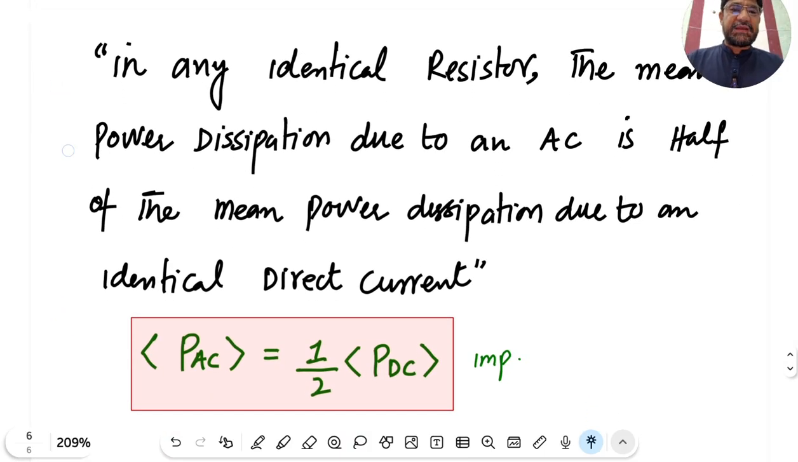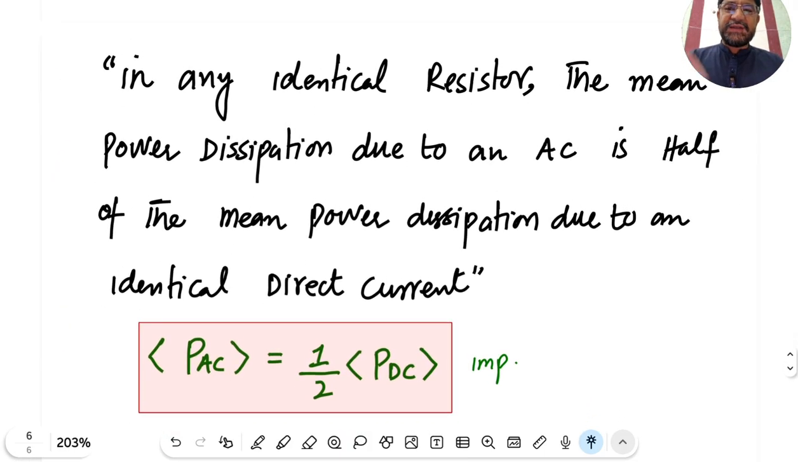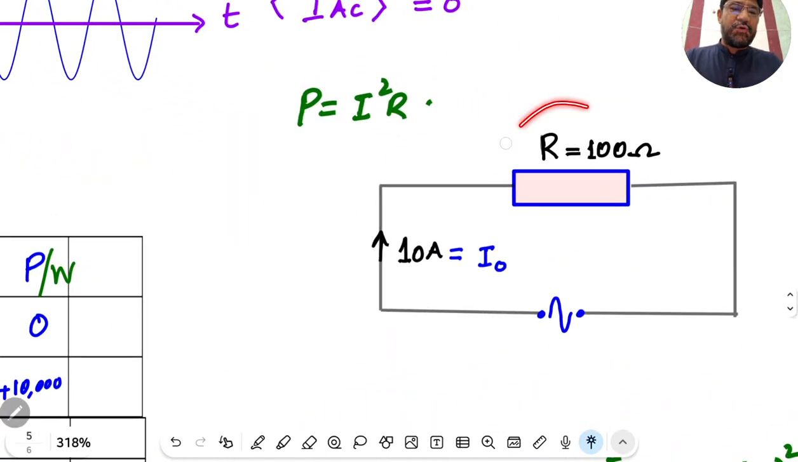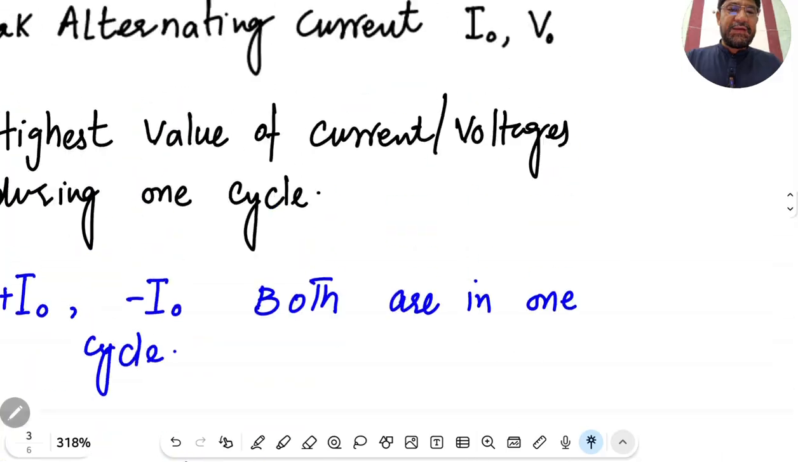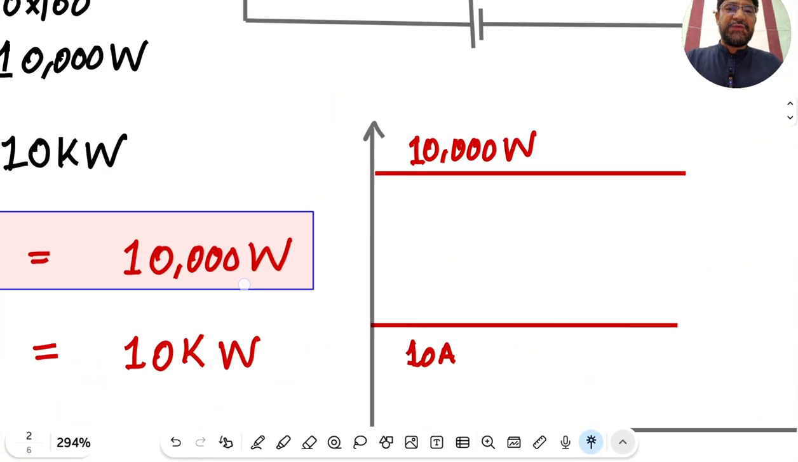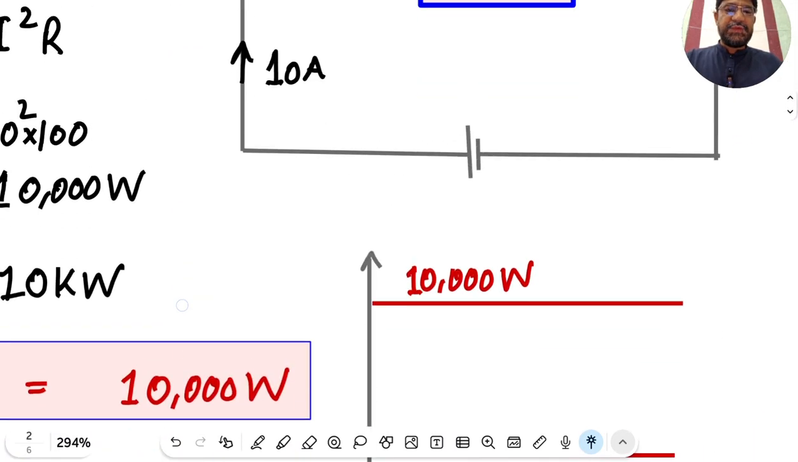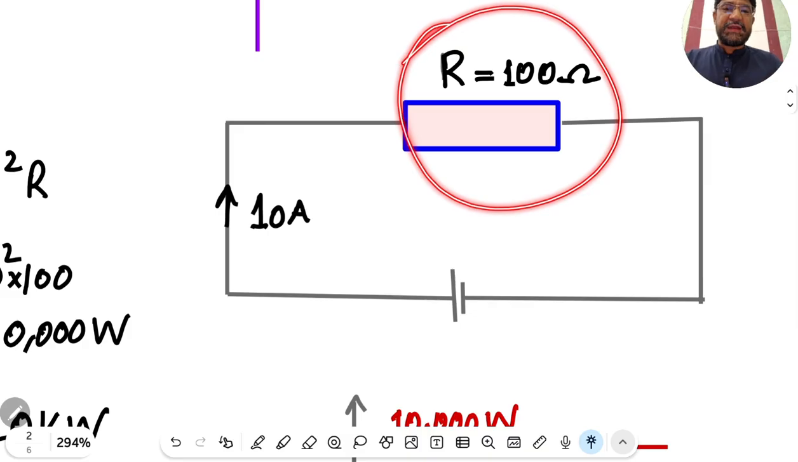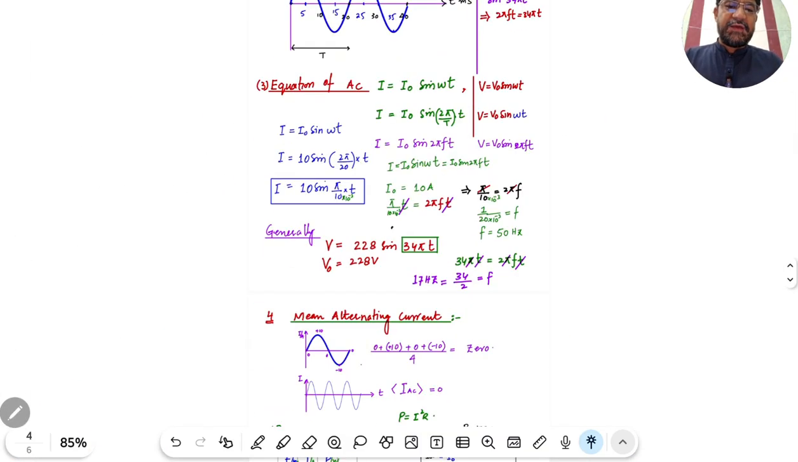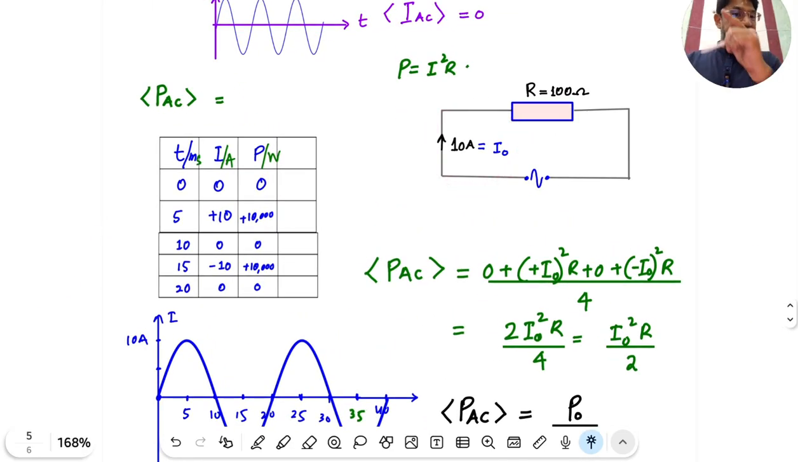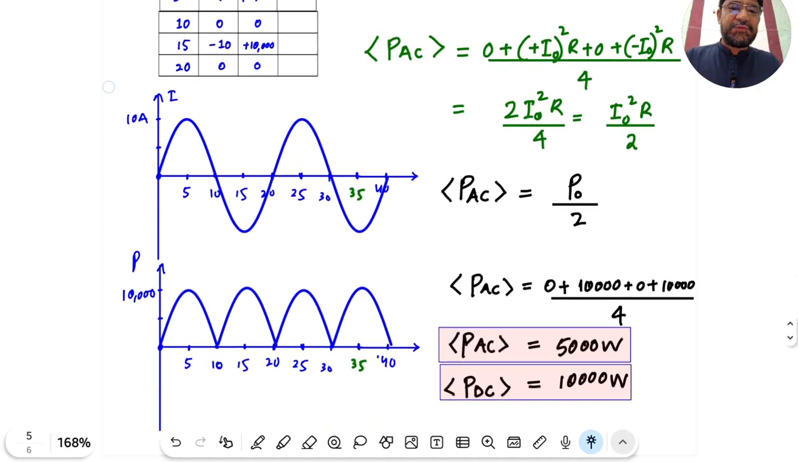Now the last conclusion of today's lecture: in any identical resistor, which I have shown you in the previous slide, this was a 100 ohm resistor for alternating current, and this was a 100 ohm resistor for direct current, 10 ampere DC, and here we go, 10 ampere AC. 10 ampere AC means once in a cycle its value reaches positive 10, and once in a cycle its value reaches negative 10.